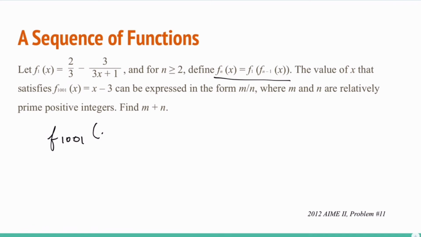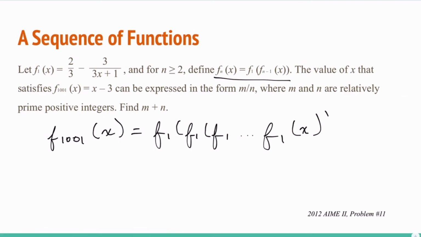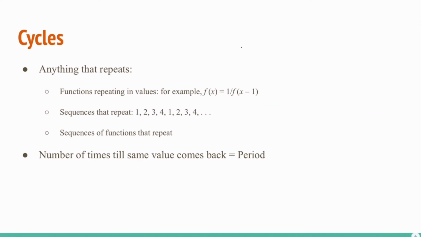Before we can solve this, it looks like a really long problem because this simplifies as f1001 of x equals f1 of f1 of f1 continued of f1 of x, and this happens 1001 times, and we surely can't do that. So let's look for a way to simplify this. That is where cycles come in.